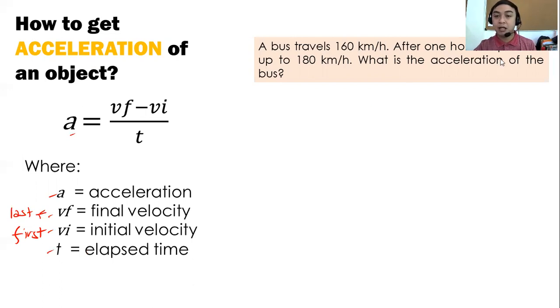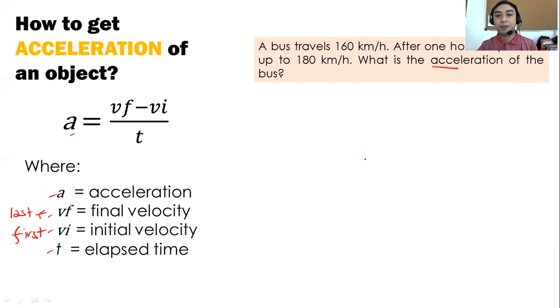Example, we have here a problem. A bus traveled 160 kilometers per hour, and after 1 hour it speeded up to 180 kilometers per hour. What is the acceleration of the bus? Please be reminded that if we want to look for acceleration, which is what is being asked here, we need to use the formula. And aside from using the formula, we need to determine the variables: the final velocity, initial velocity, and the time. Once we determine the three variables, we can compute for acceleration.